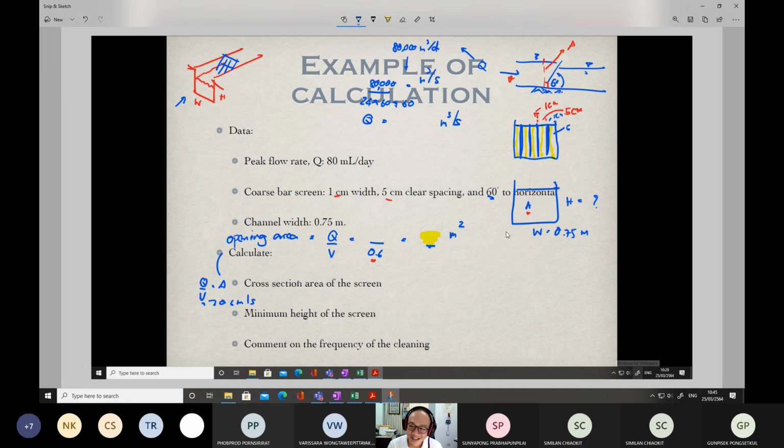So this one is the area that we obtained. This is just the opening area. So if you want to determine this area, these areas must be equal to this one.